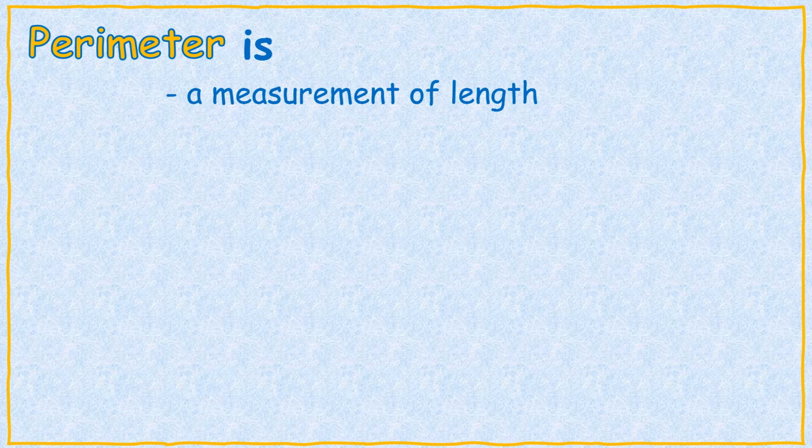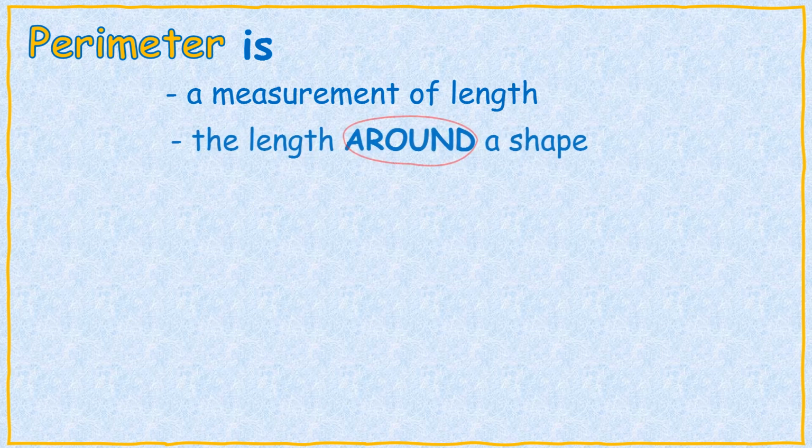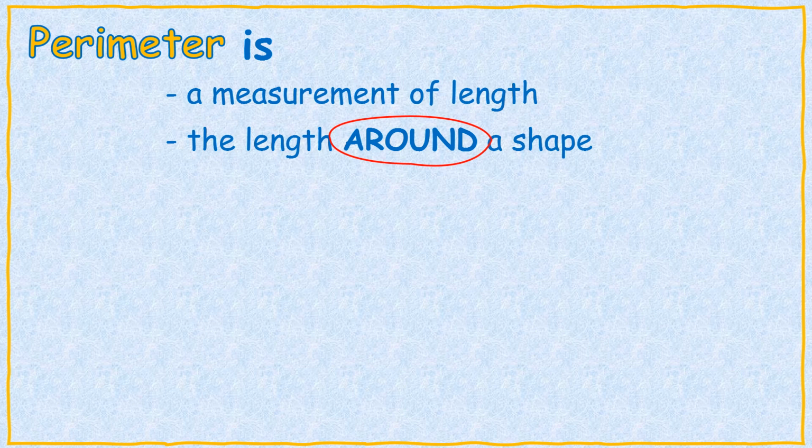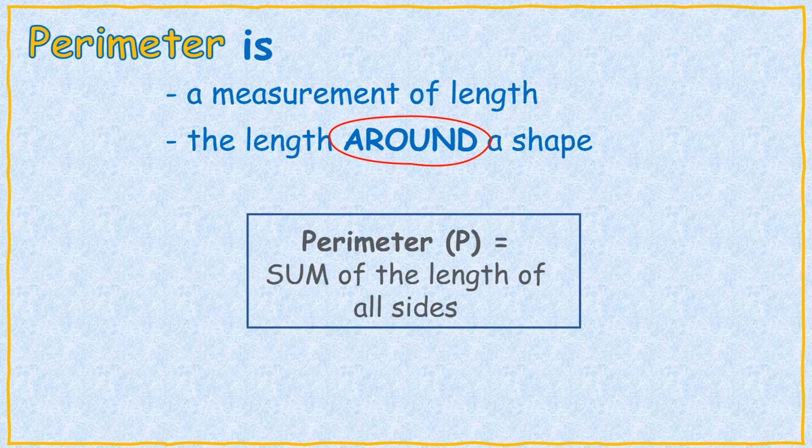Perimeter is a measurement of length. It's used to measure something, and specifically, it measures the length around a shape. Bring it around town, as SpongeBob would say. It's all the way around.